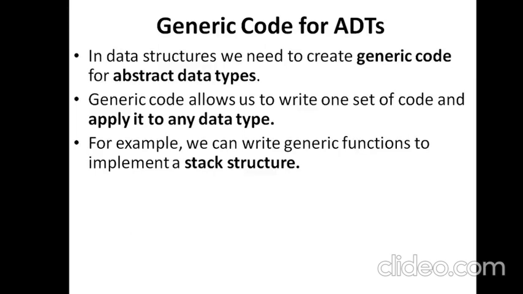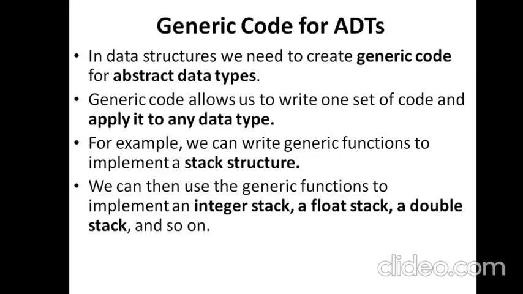For example, if you want to create a stack, you can create a stack of integers, a stack of float, a stack of character, or string. Instead of creating a different structure for each data type, we can create one generic stack structure. That is the advantage of generic code. Generic code is data type independent code, and we can convert it into a particular data type at runtime when we know actually what data type we are going to deal with.